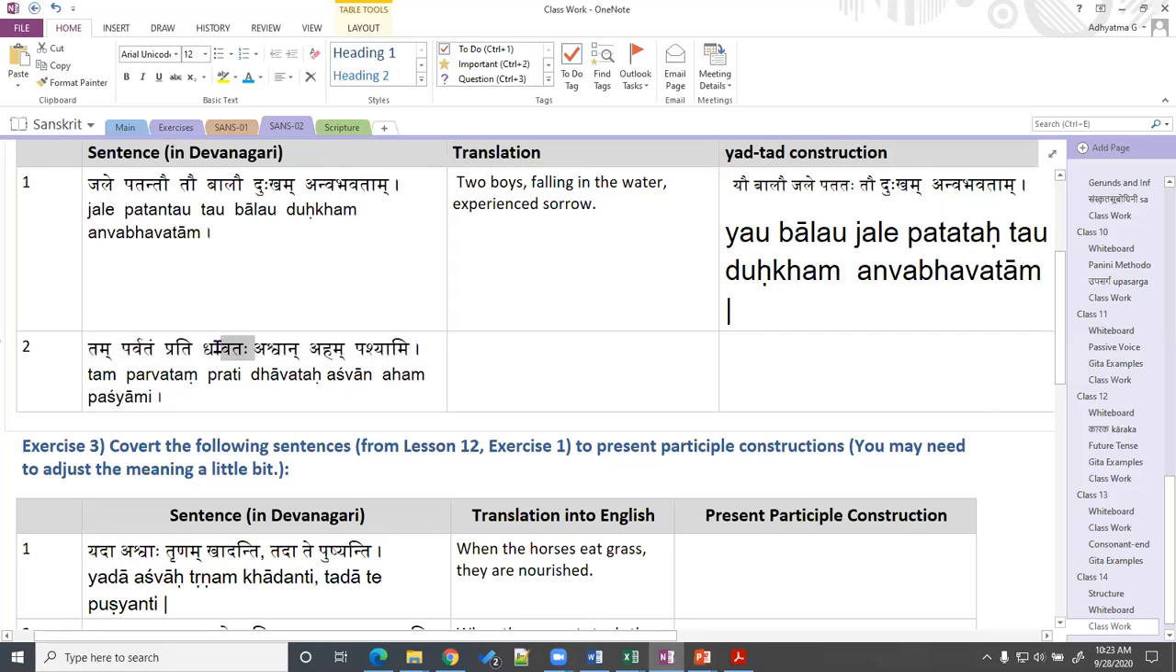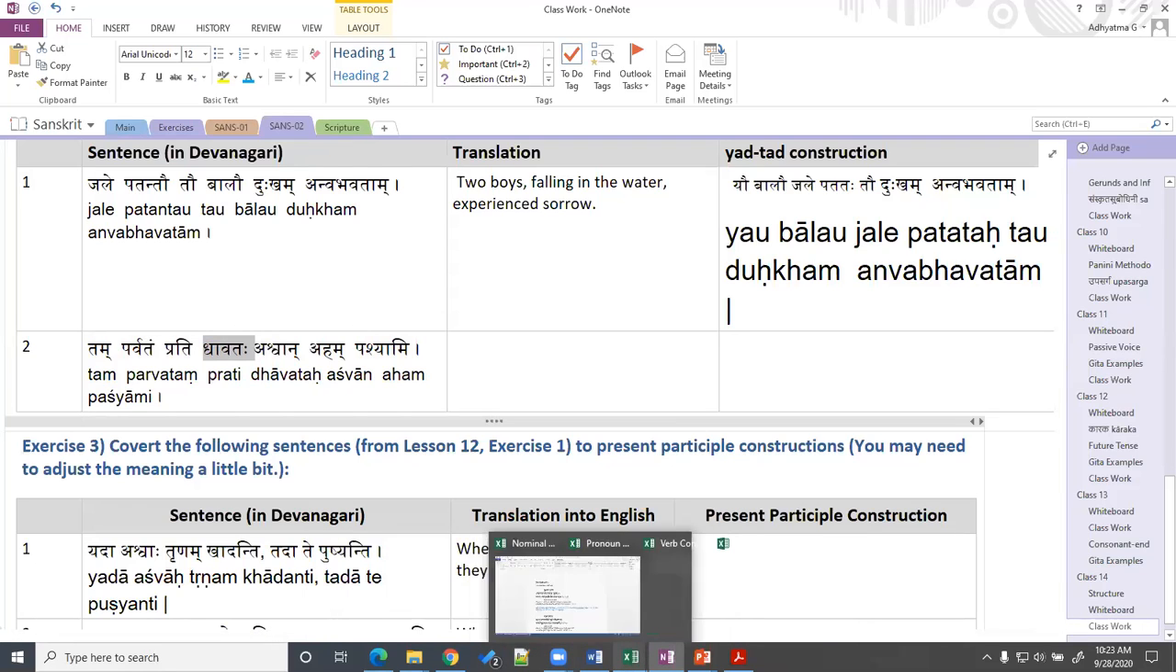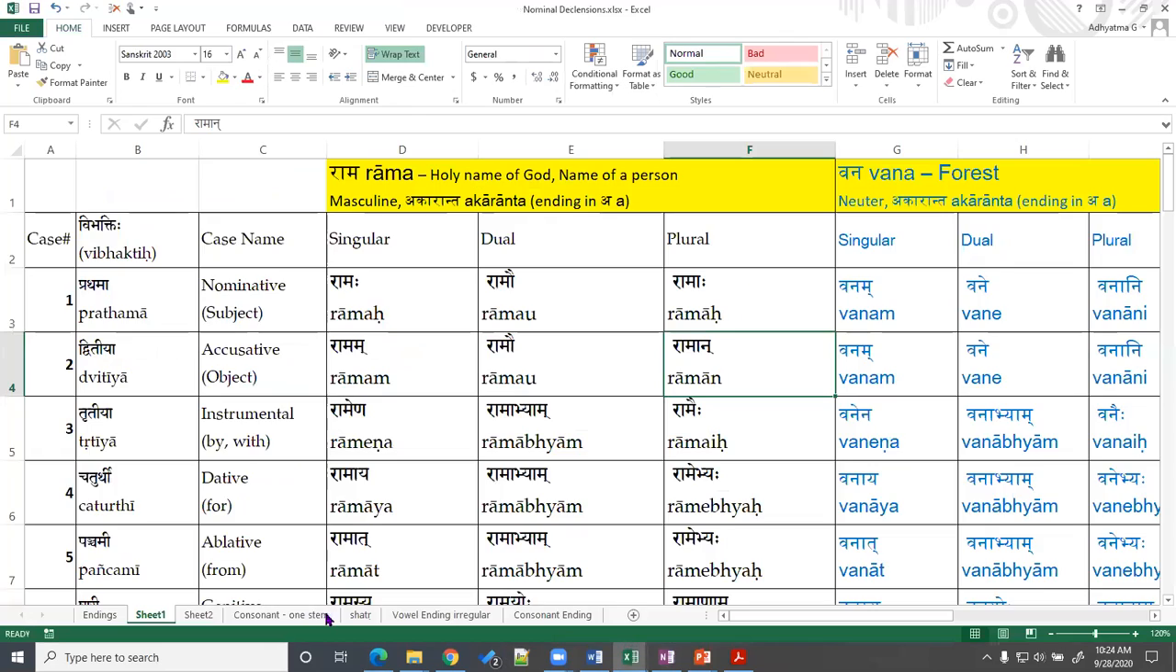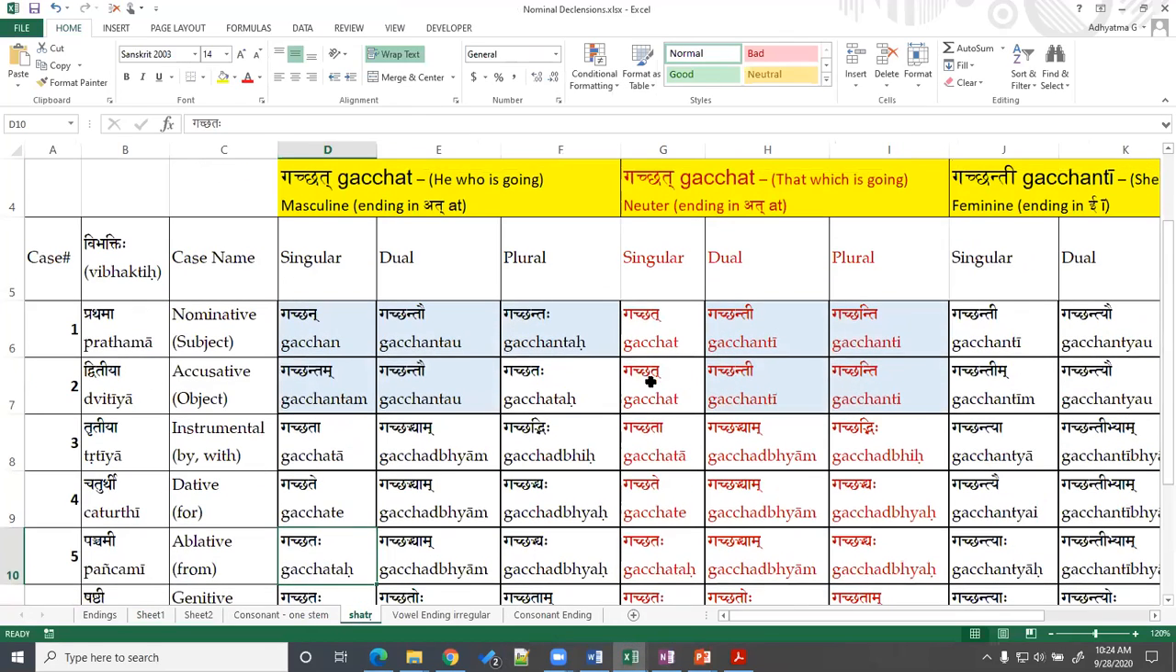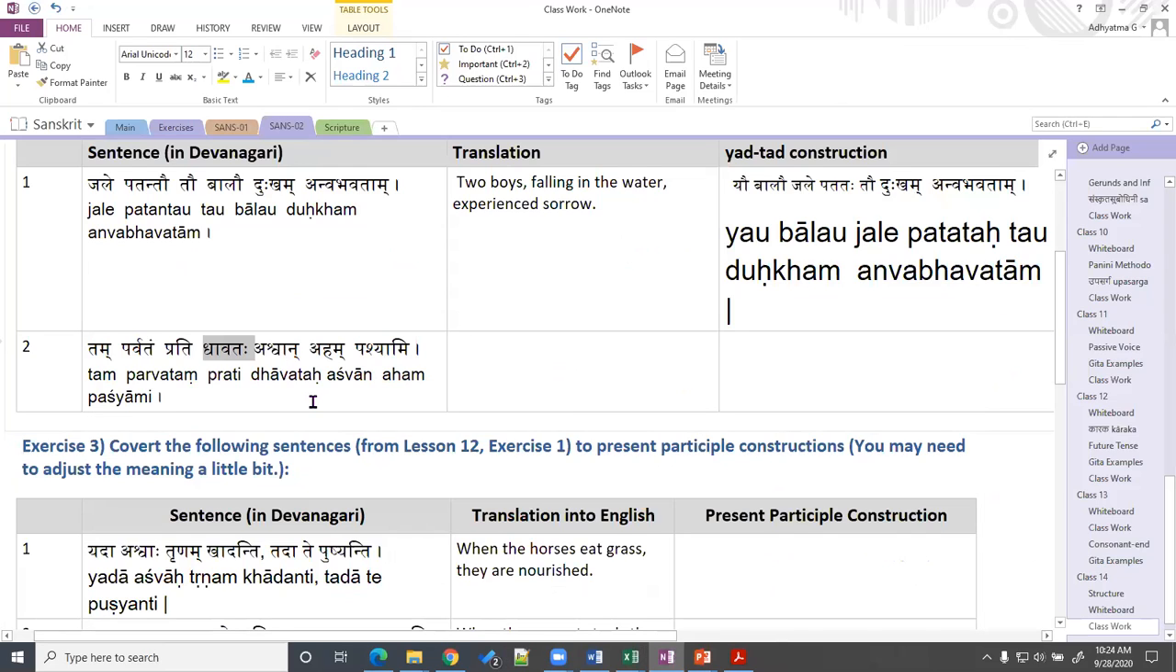So I see the horses. Now what is dhawataha? If you know the participle, gacchataha, dhawataha, it's also second case plural. That tells you that dhawataha is the adjective for Ashwan. So running horses. And then tam parvatam prati, running towards the mountain. So I see the horses running towards the mountain.